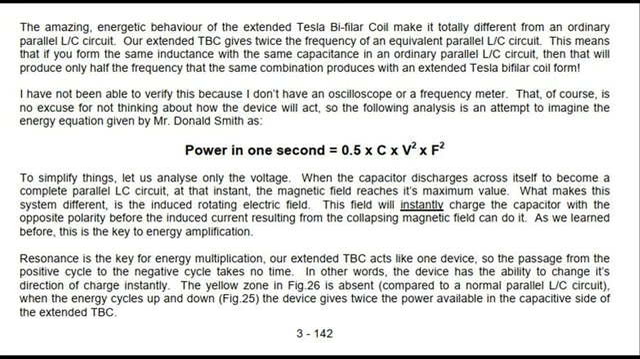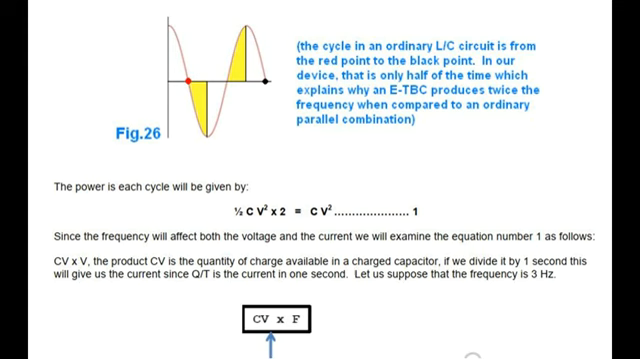Our extended TBC acts like one device, so the passage from the positive cycle to the negative cycle takes no time. In other words, the device has the ability to change its direction of charge instantly. The yellow zone in Fig 26 is absent, compared to a normal parallel L/C circuit. When the energy cycles up and down, Fig 25, the device gives twice the power available in the capacitive side of the extended TBC, Fig 26. The power in each cycle will be given by 1/2 capacitance times voltage squared.